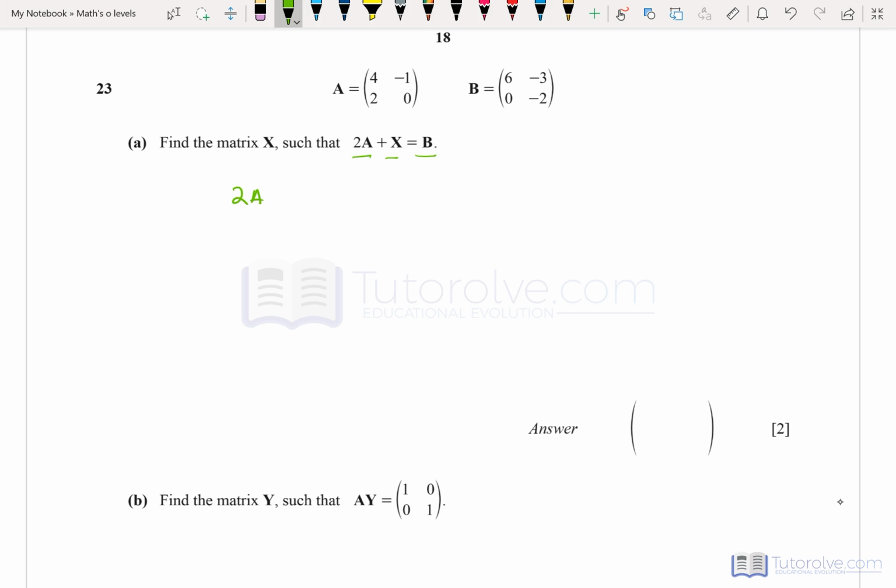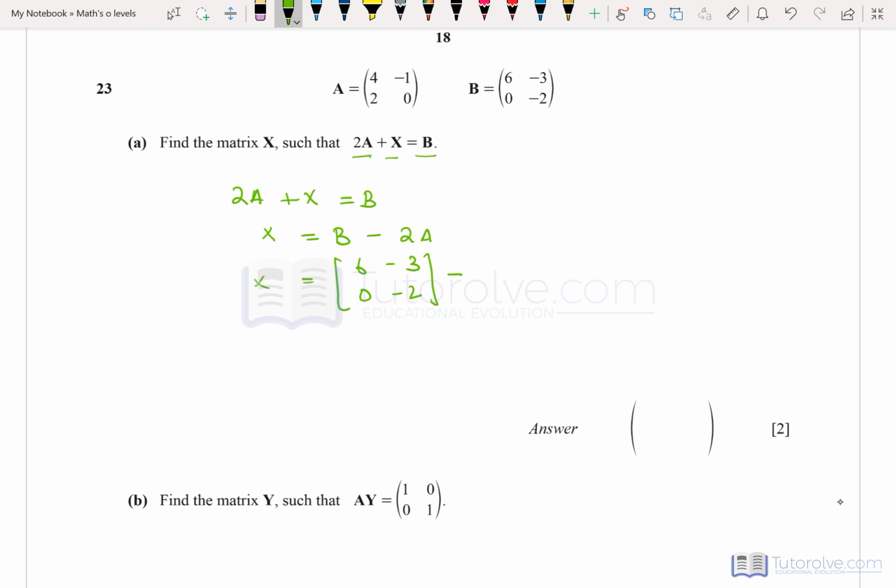So 2a plus x should be equal to b. So we have to find x. So b minus 2a is going to give us x. So we have b, which is 6, minus 3, 0, and minus 2.